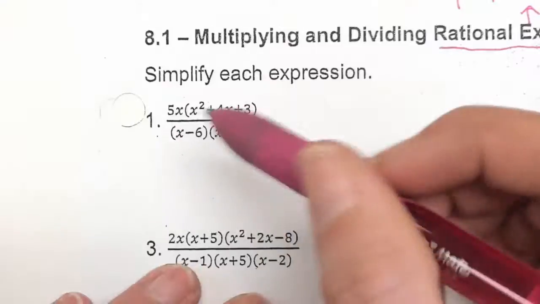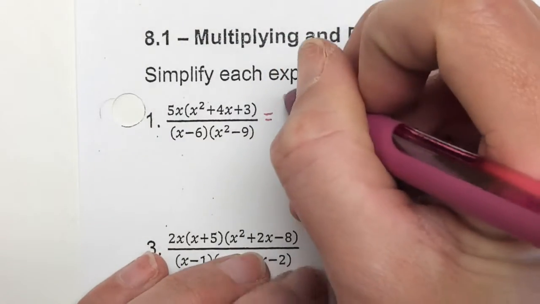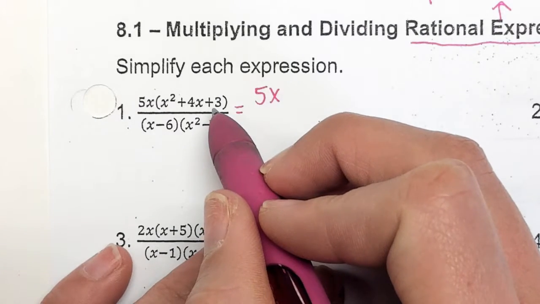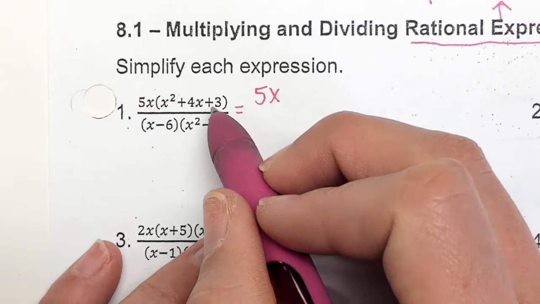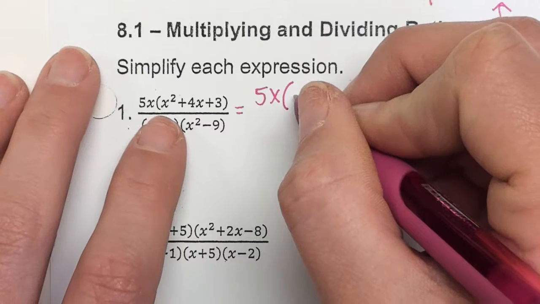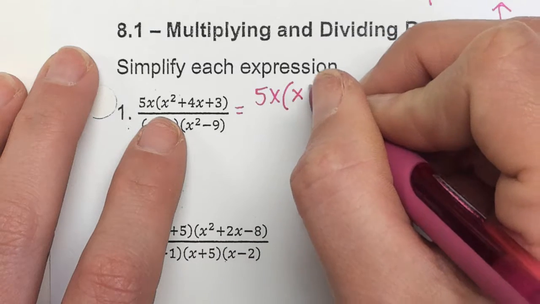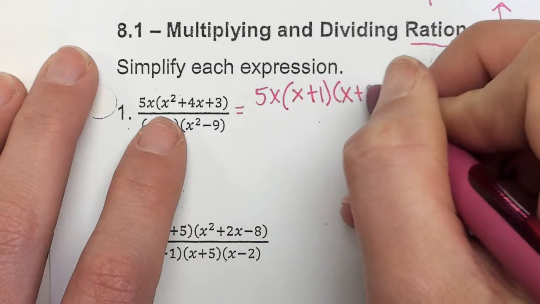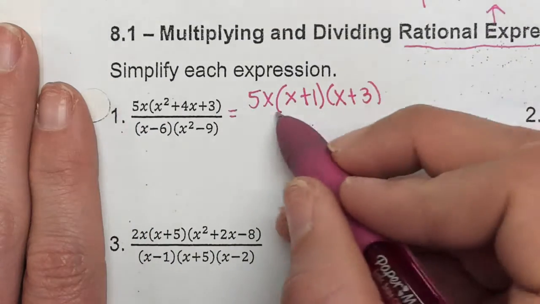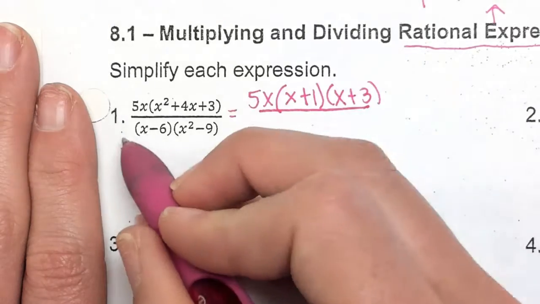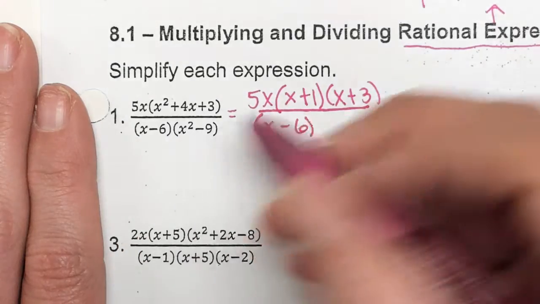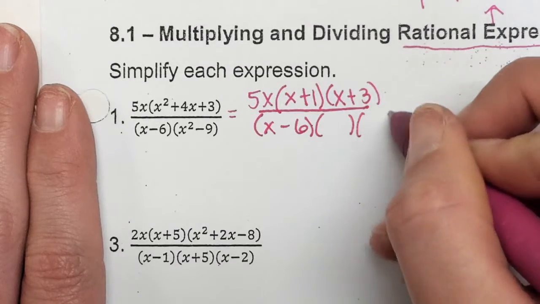So on top, we know we can't factor 5x obviously, but can we factor this trinomial? Using what method? Good. What does it factor into? X plus 1 and x plus 3, very good, because 3 times 1 equals 3, and 3 plus 1 is 4. Can we factor x minus 6 on bottom? Okay. Can we factor x squared minus 9? Using what? Alright, what's it factor into?